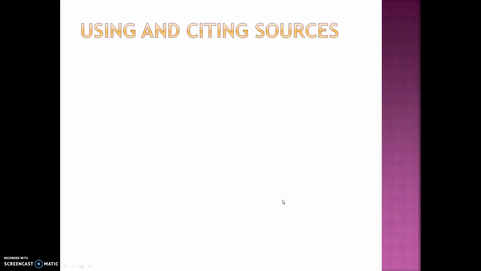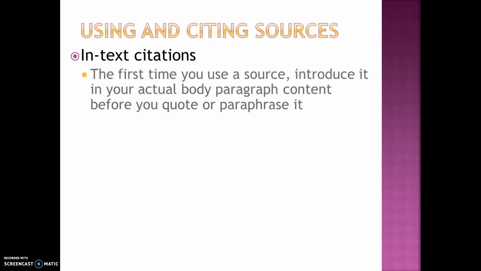When you are using sources, one of the first things you want to do before you use a source is introduce it. When you use a source for the first time, your reader, your audience, doesn't necessarily know what that source is. They don't know whether it's a good source or why they should trust it as a good piece of evidence that you are offering. So whenever you use a source for the first time, you should introduce it in your sentence before you give a quotation or paraphrase any material from the source. Say where it's coming from. And this would be in your actual paragraph.